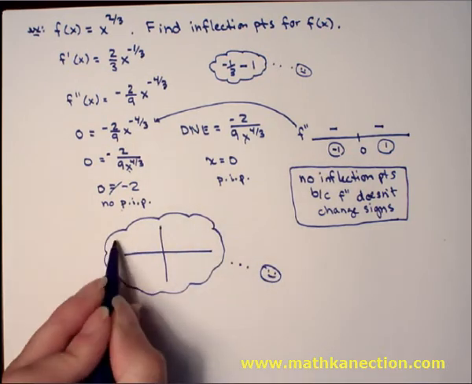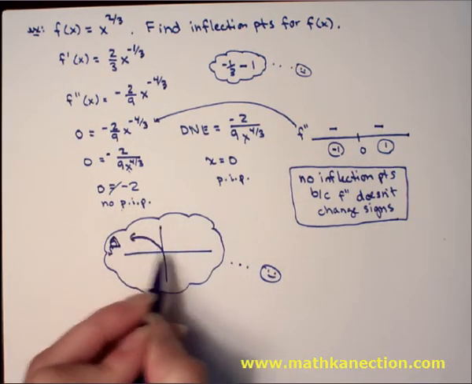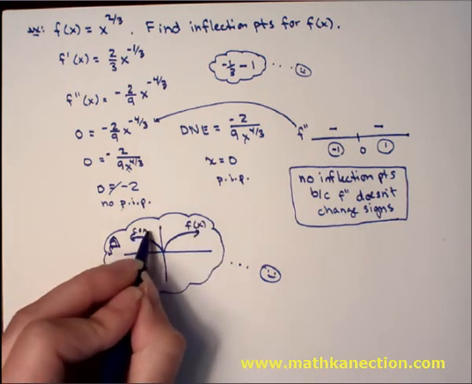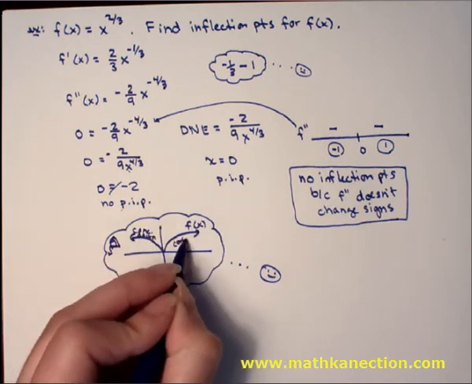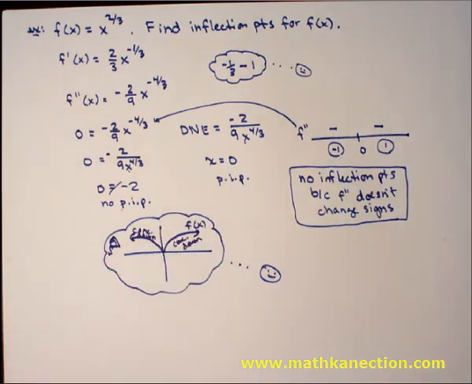And using our calculators to get an image of what this is going to look like, we can see from the graph of f of x that f is concave down and then again concave down, so f double prime does not change signs. So f does not have an inflection point.